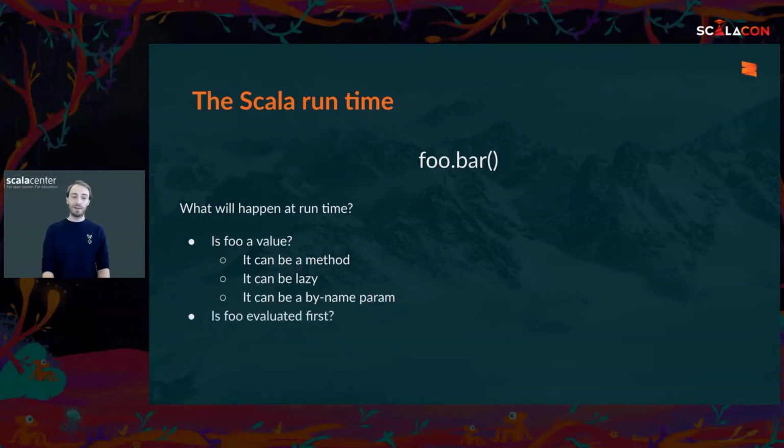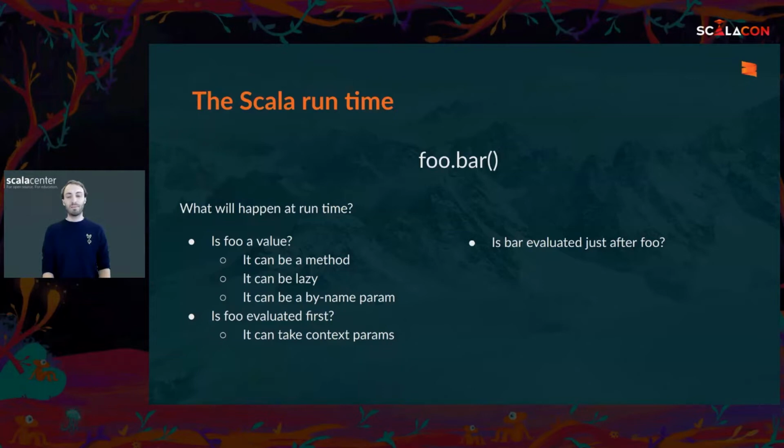Okay, so maybe foo is not a value, but at least foo should be evaluated first. Well, in some cases it won't, because if foo is a method or a function, it could take context parameters. And in such case, we need to evaluate the context parameters first. Okay, after foo, what will happen? Will bar be evaluated just after foo?